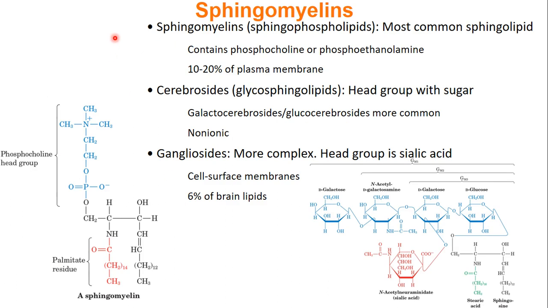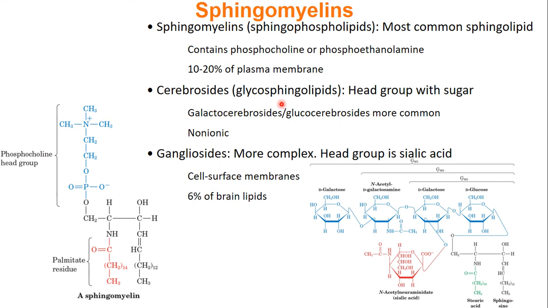Now let's look at sphingomyelins, or sphingophospholipids. This is kind of a combination of the glycerophospholipid and the sphingosine, because we have our phospho right here, and this is actually phosphocholine, so here's choline. Then we have some fatty acids. So this is sphingomyelin. It's either going to be phosphocholine or phosphoethanolamine. And 10 to 20% of the lipids in your membrane are actually sphingomyelins.